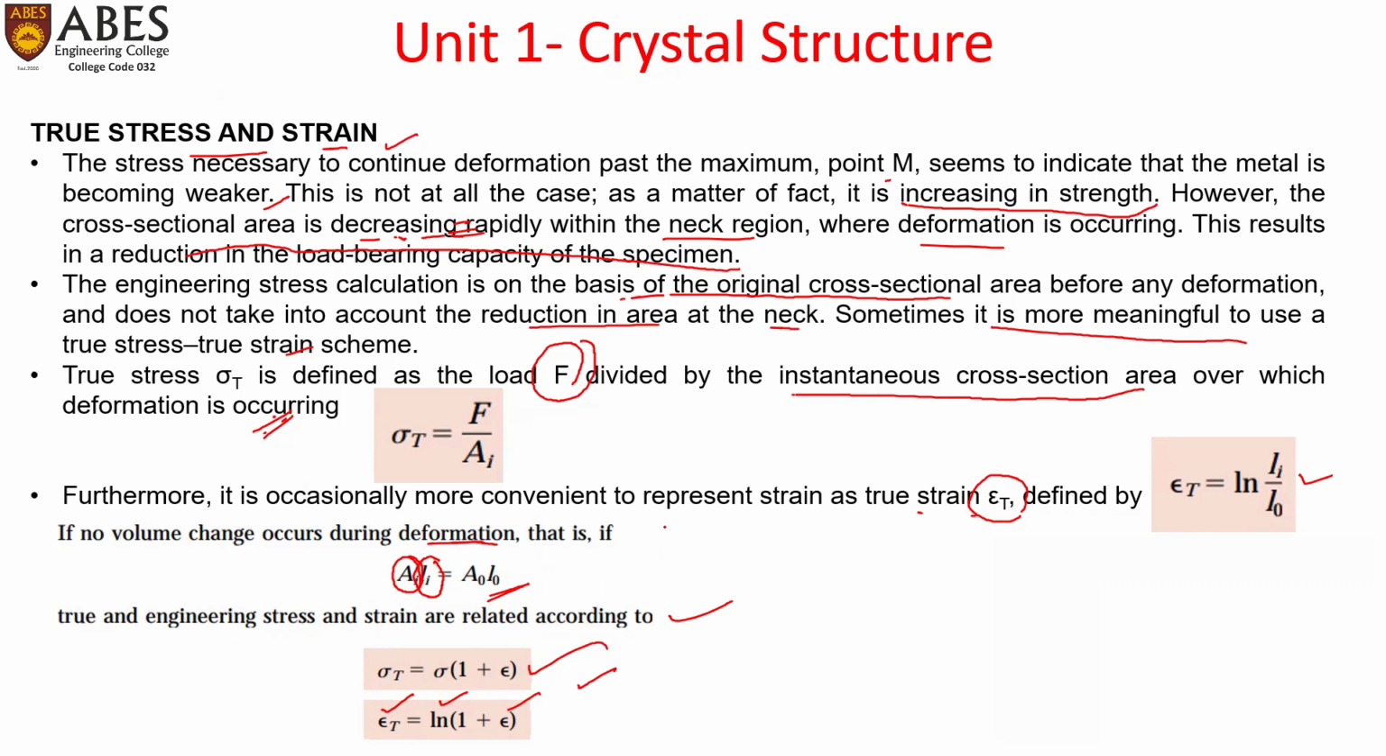But very conveniently, it can be derived if we consider A_i L_i equals A naught L naught. Then we can easily take up this sigma_T equals sigma times 1 plus epsilon relation, and epsilon_T is equal to log of 1 plus epsilon. So this is the true stress and strain as per the relation.